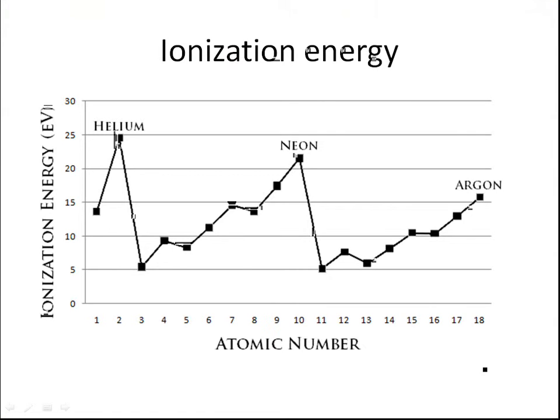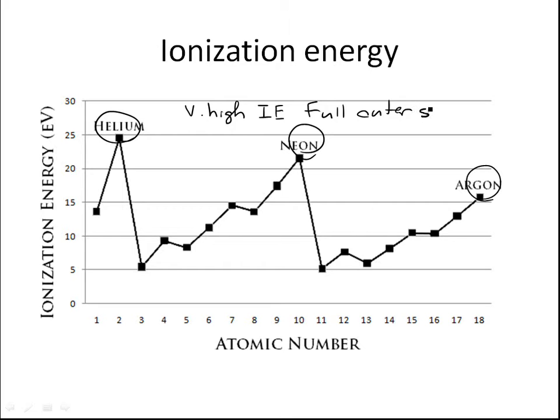Next is ionization energy, which is the energy required to remove the outermost electron in a gaseous atom. Okay, so here we have helium, neon, and argon. They're noble gases, and they have very high ionization energies, because they have a full outer shell of electrons. And that makes it difficult to remove the electron.